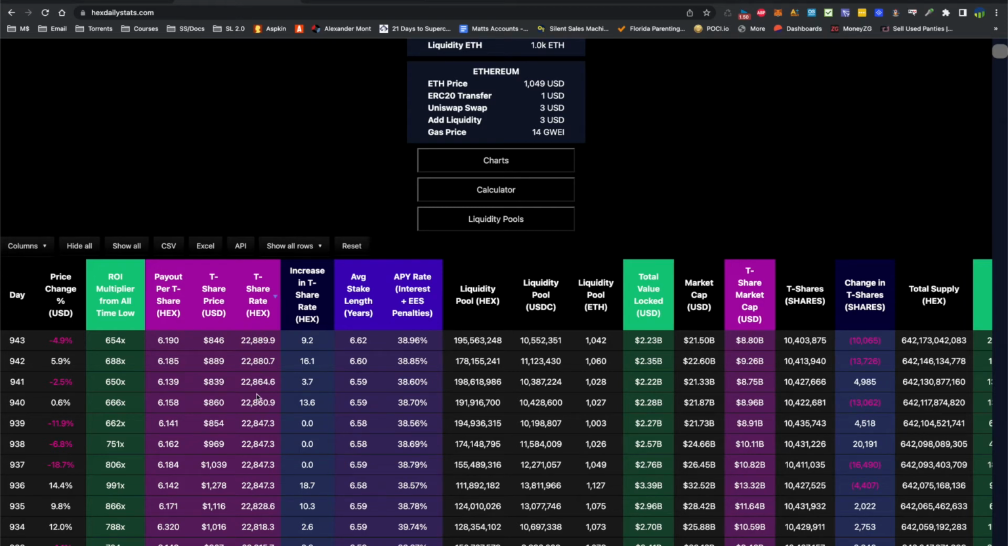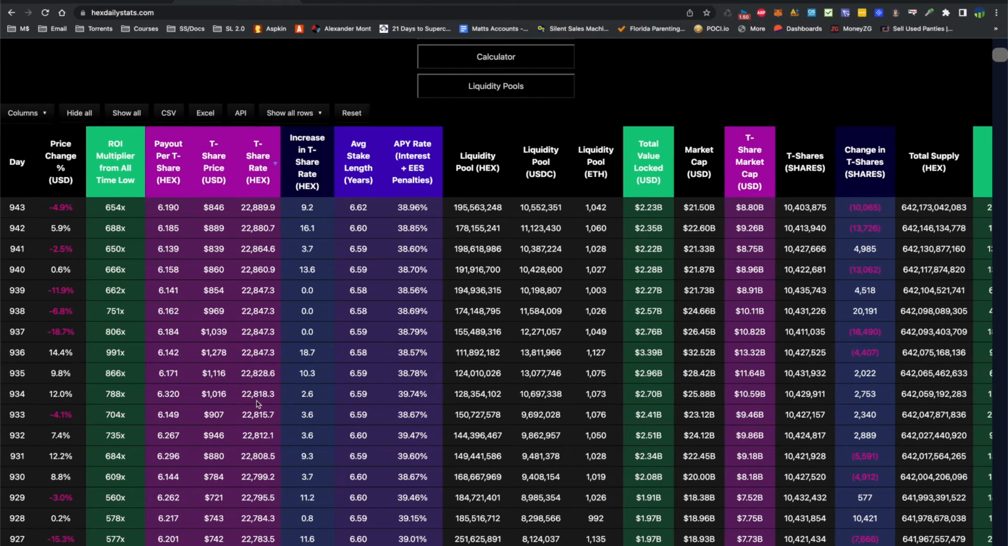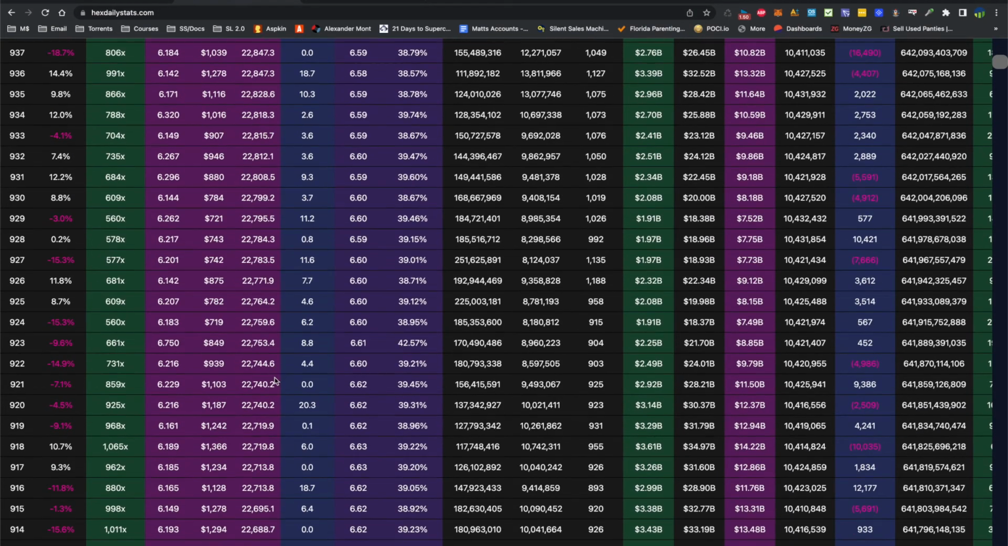So right here, it's 22,889.9 HEX to buy a T-share. And the dollar value fluctuates based on the cost of HEX, but what really matters is how many HEX it takes.